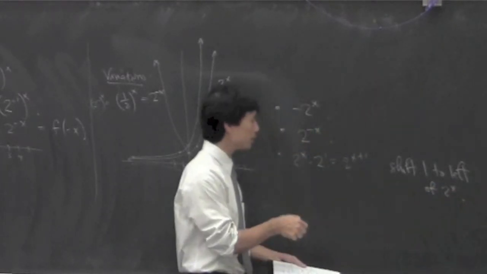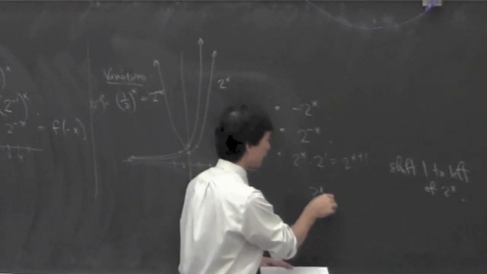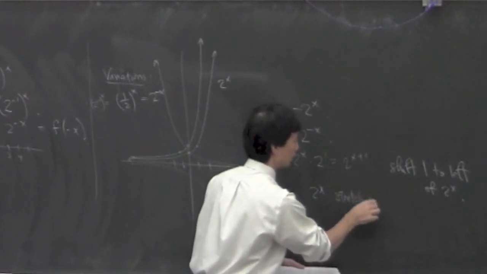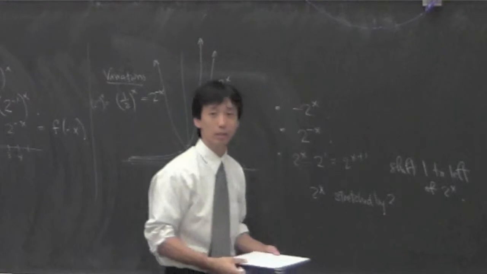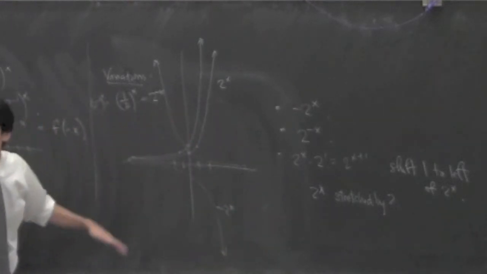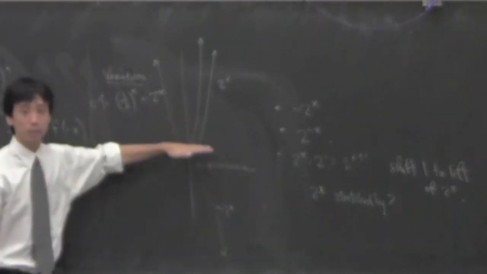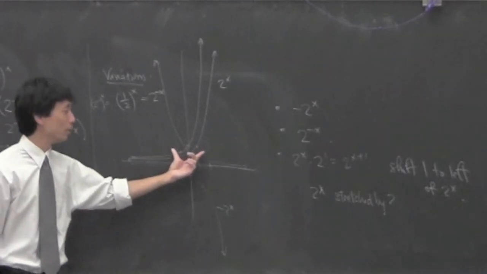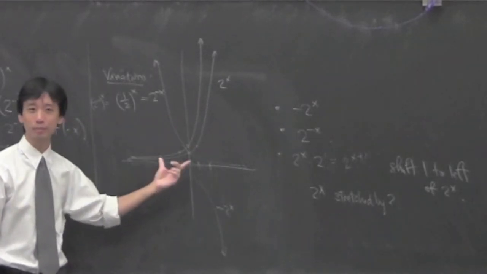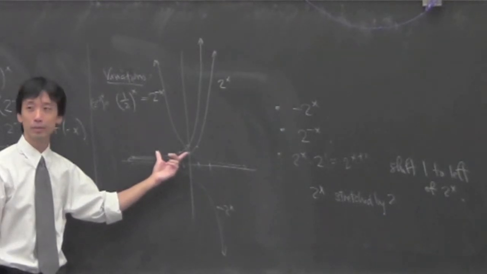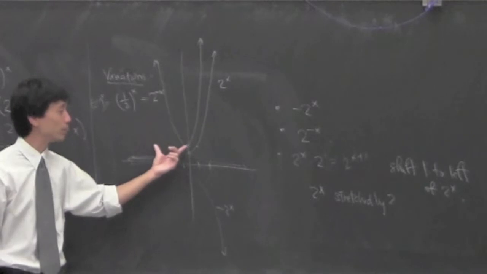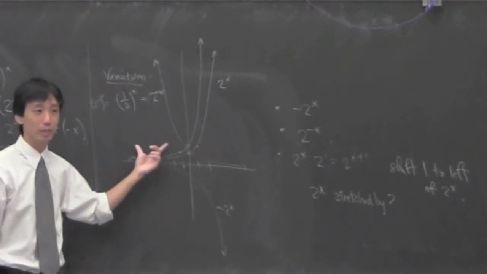But you also notice it's 2 to the x stretched by 2. If you stretch it by 2, that's the same thing as moving it 1 to the left. Or maybe it's cooler to say moving it 1 to the left doubles it. Moving it 2 to the left multiplies it by 4. Moving it 3 to the left multiplies it by 8.